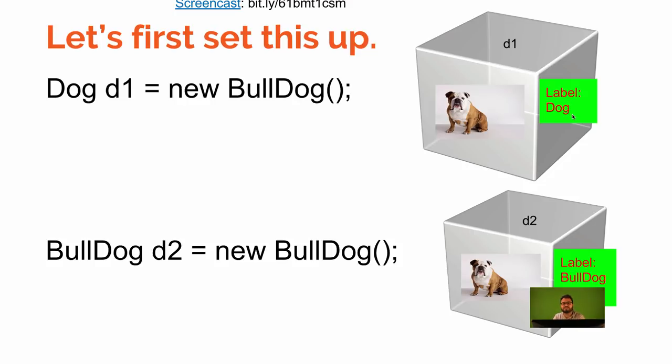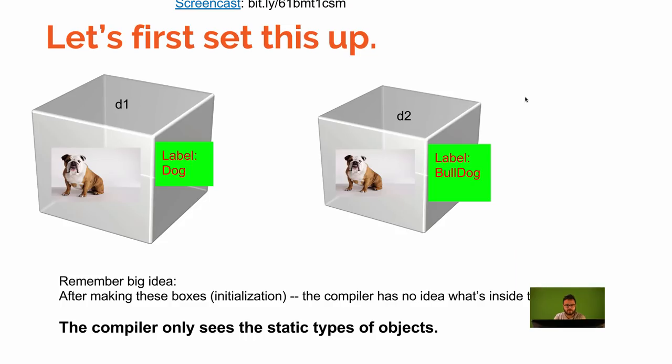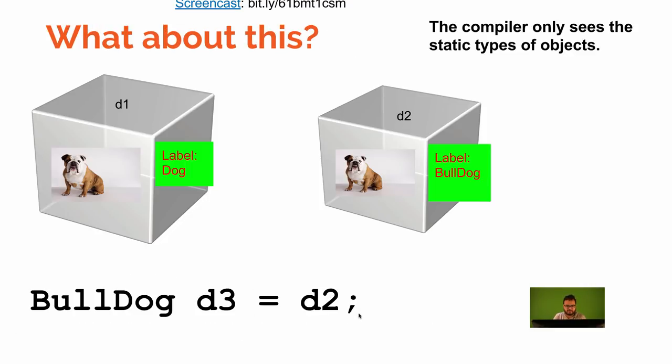So the compiler only sees the static type. Remember this. This is a very important idea, and I'll say it again. The compiler does not see what's inside the box as soon as it hits the semicolon where the object is created and put inside its box. After that, the compiler only sees the label outside. Okay, so the compiler only sees the static type of objects. And so let's talk about this particular case. I'll leave this statement up here.